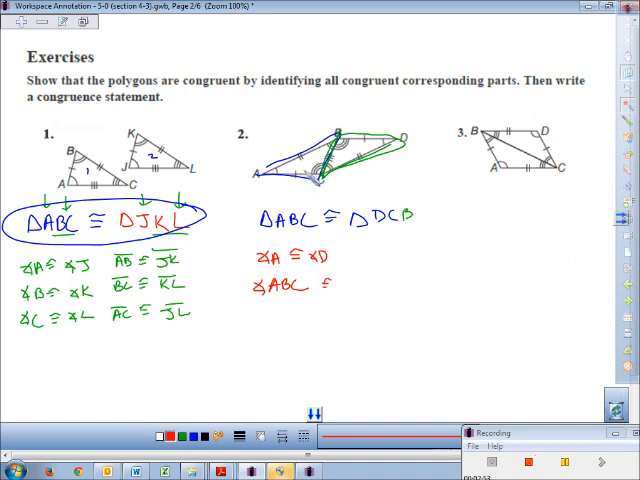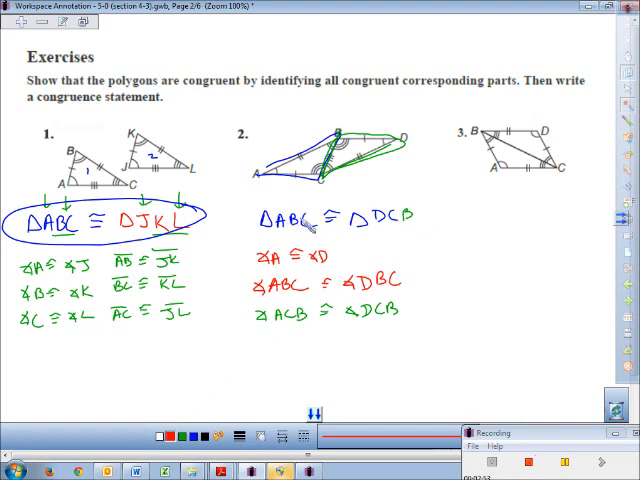It's congruent to angle, A goes with D, right? B goes with B, and angle DBC, just like that. B has to be in the middle because it's the vertex of angle DBC. And then also with angle C, you cannot call it by 1 letter because there's more than one angle with C for a vertex. So ACB, C has to be in the middle, is congruent with angle DCB. Those are the 3 angles.